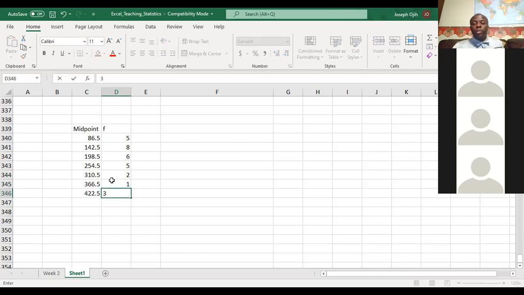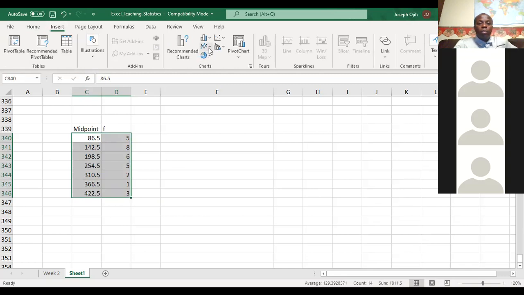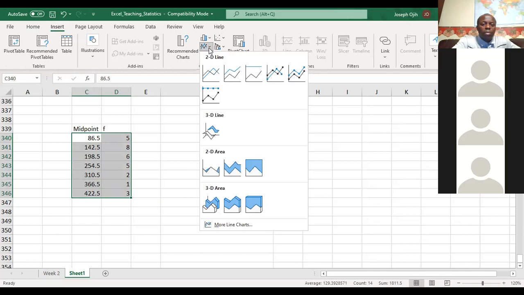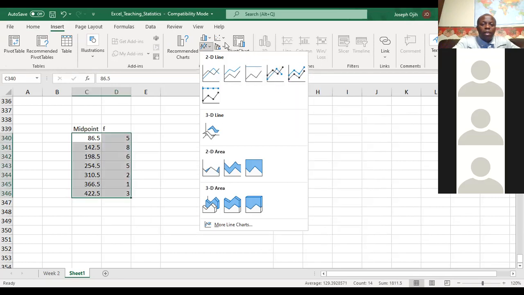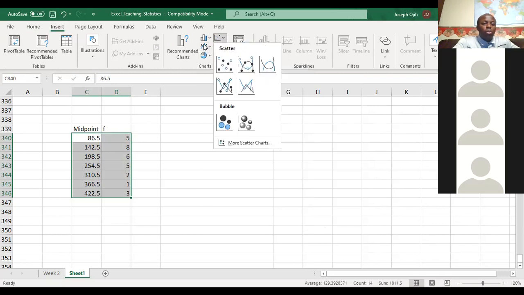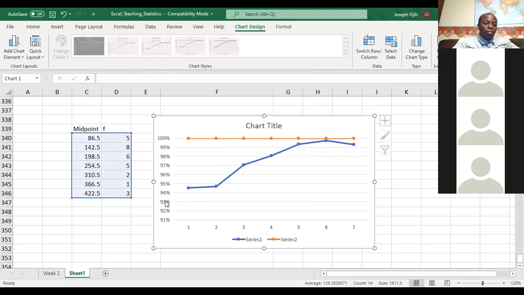Now, I said I can play tricks sometimes, but let's see what happens here. You highlight all this and insert, choose the recommended chart. I think this one may not have it. Let's see if this one will. No, this one cannot give it. You just keep trying to find a chart that gives you exactly what you want for the polygon. Okay, this doesn't give us what we want.